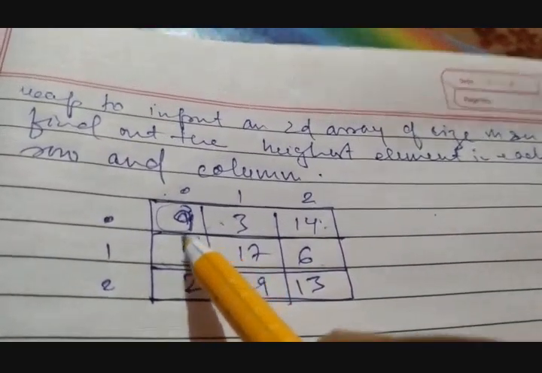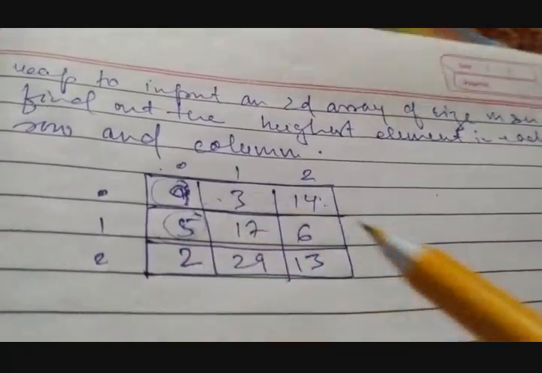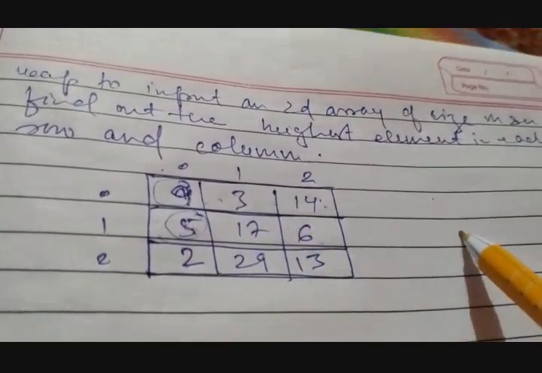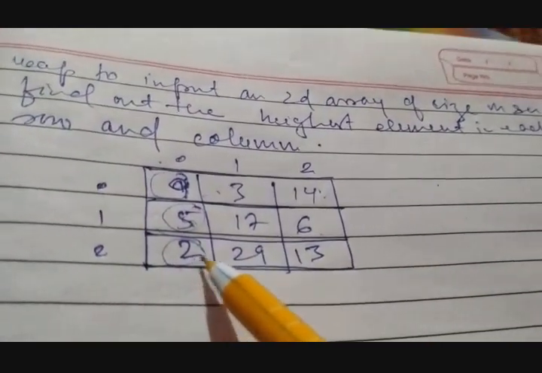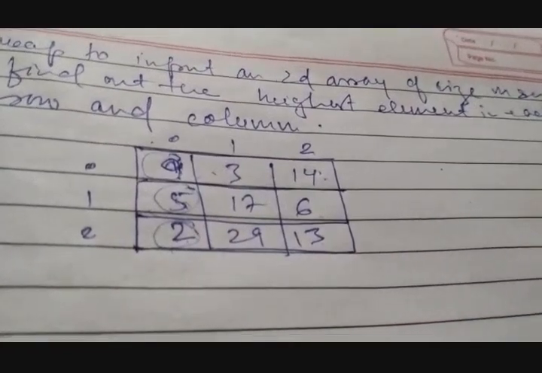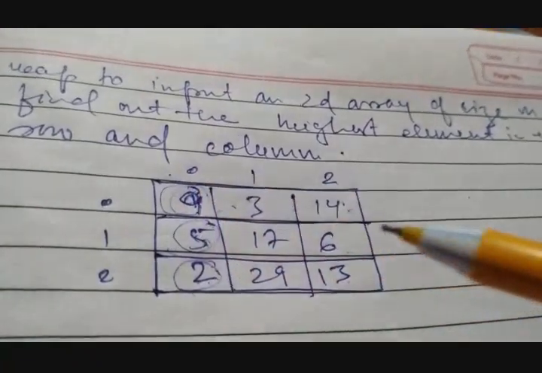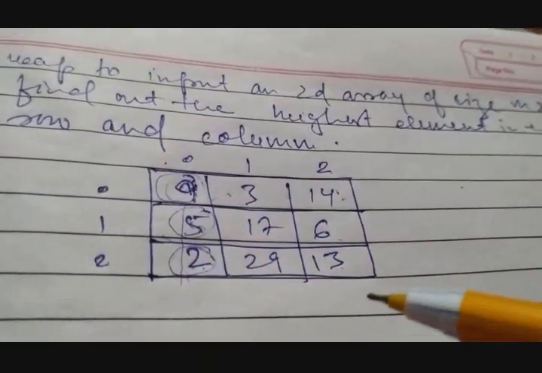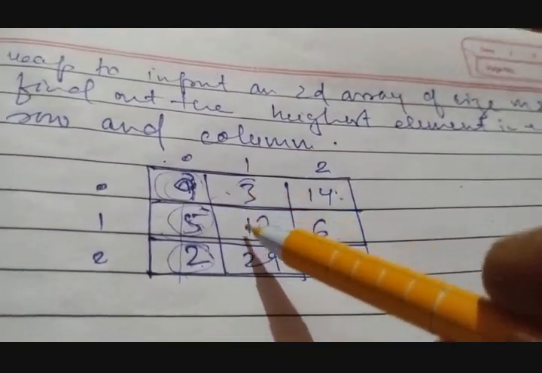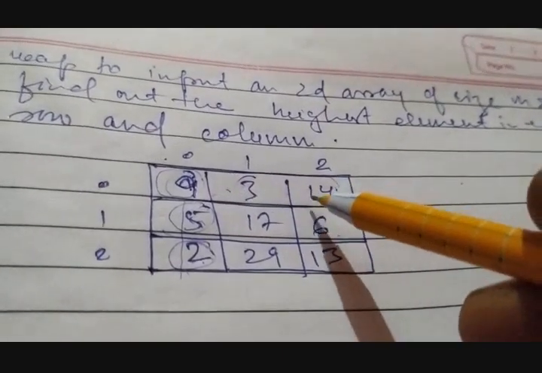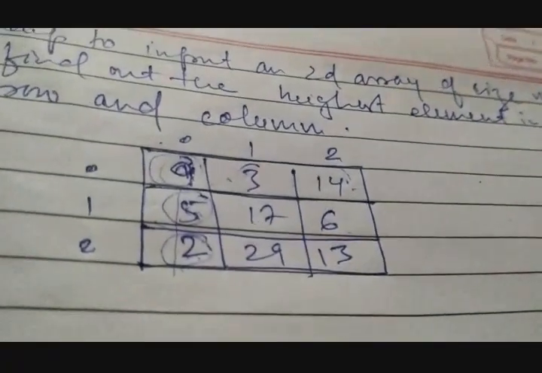Then when I move down, what do I have to do? I had to consider this one as my highest, and then I had to move with it. Then in the third one, this one has to be considered as the highest and checked against the others. Similarly, in the case of columns, this one is considered the highest and we have to compare it with others. Here also 3 is considered the highest, and then we come down. 14 is considered the highest, and we come down.